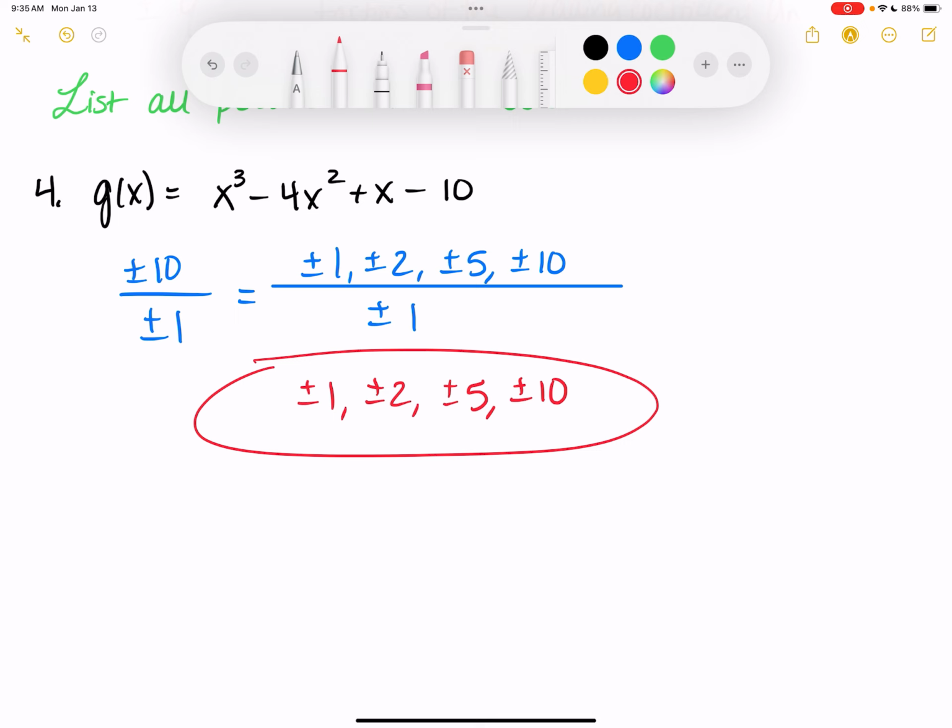Which also, we will need calculators here shortly, but not at this moment.